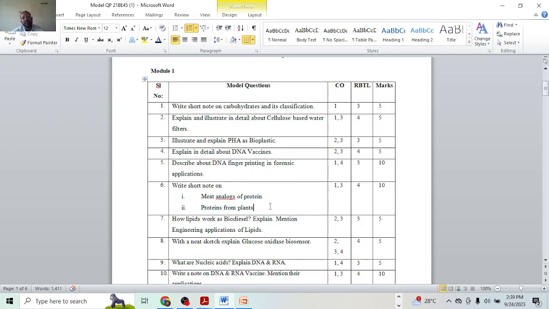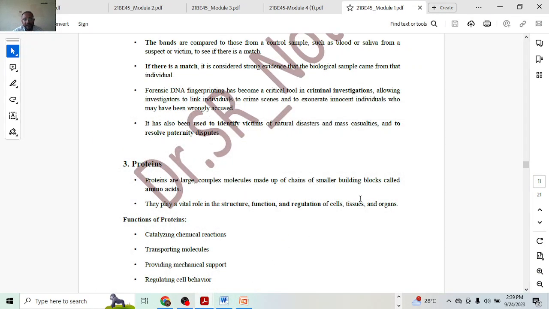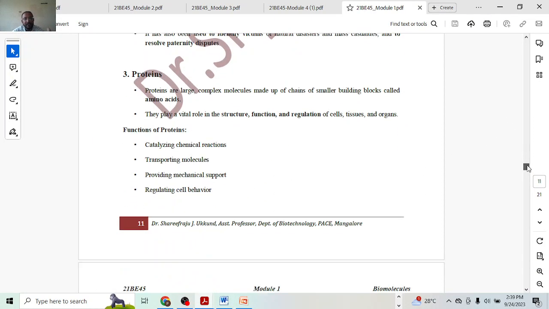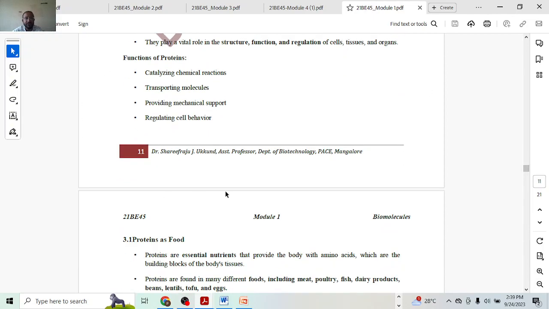Then meat analogs of protein and proteins from plants. Here you don't have to write what proteins are or the functions of proteins. You have to skip this.